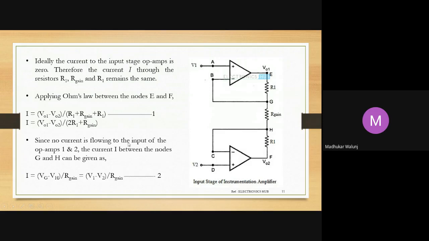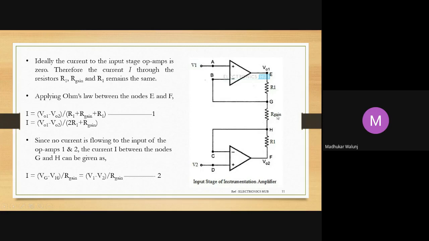Since no current is flowing into the inputs of operational amplifiers 1 and 2, the current I between node G and H can be given as follows. As we have said, there is no current flowing from C to the inverting terminal, D to the non-inverting terminal, B to the inverting terminal, and A to the non-inverting terminal. So the voltage at B is V1, the same as at A. It is also available at G. The voltage at D is V2, available at C, and also at H, equal to V2. So we have calculated the current flowing from E to F.